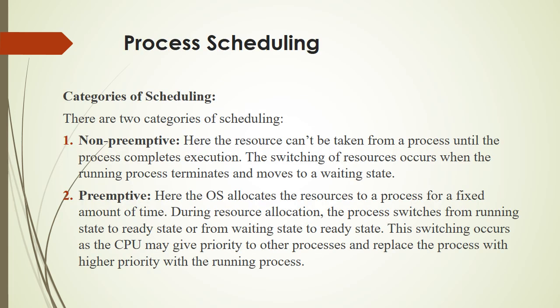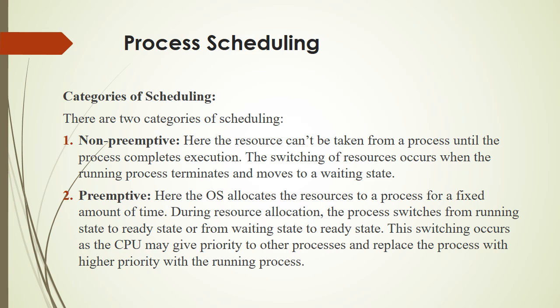Now we learn what is process scheduling. Process scheduling is the activity of the process manager that handles the removal of the running process from the CPU and the selection of another process based on a particular strategy. Process scheduling is an essential part of a multi-programming operating system. Such an operating system allows more than one process to be loaded into the executable memory at a time, and the loaded processes share the CPU using time multiplexing.